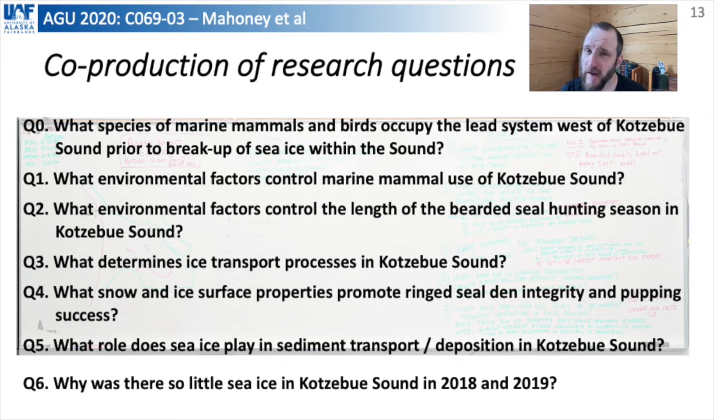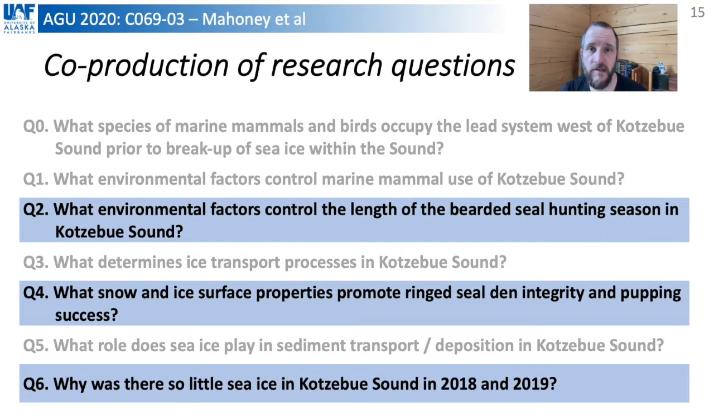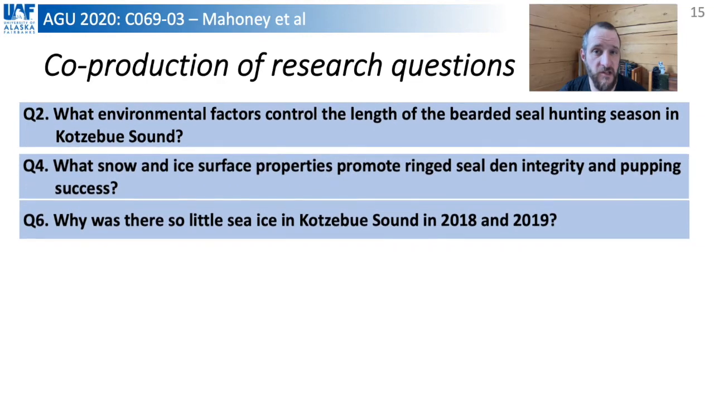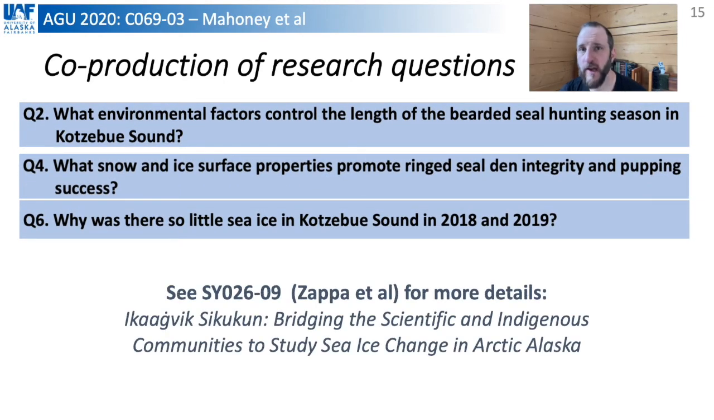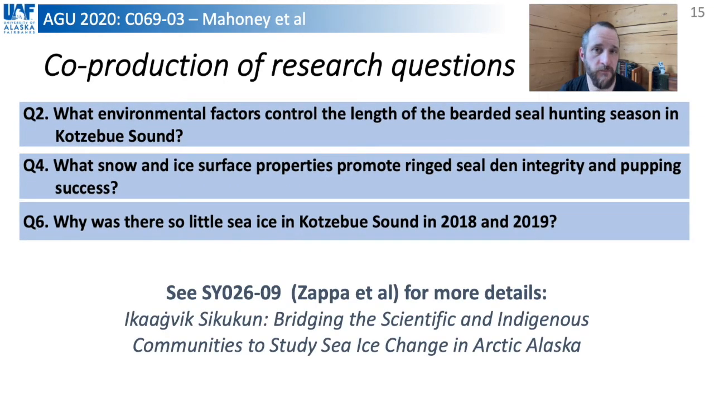And this question was amended to include 2019 after our second year of observations. In the rest of this presentation, we will address 3 of these questions related to the length of the bearded seal hunting season, ice and snow conditions affecting ringed seal layers, and what caused the lack of sea ice in 2018 and 2019. For more details on the Ikavik-Sukukun project and our knowledge co-production approach to creating these research questions, I encourage you to see Chris Zappa's presentation in the Science and Society session SY 029.